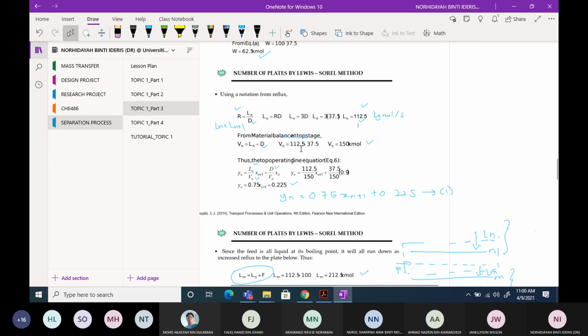Right now, we need this information because we want to solve for the first operating line equation. So recall inside the notes, Yn is equal to Ln over Vn, you got the value, plus D over Vn. So eventually you will get this first equation for the operating line: Yn is equal to 0.75 Xn+1 plus 0.225. Equation number 1.